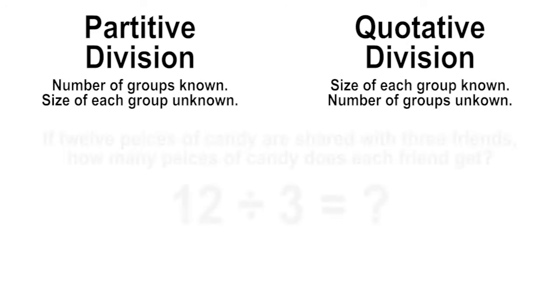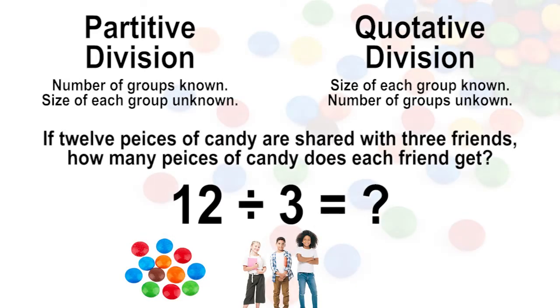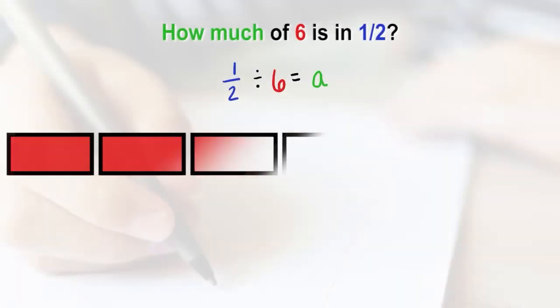For example, if 12 pieces of candy are shared with 3 friends, how many pieces of candy does each friend get? This is partitive because the number of groups or friends is known, but the amount that each group or friend gets is unknown. In 5th grade, students will apply the division concepts learned with whole numbers to fractions.